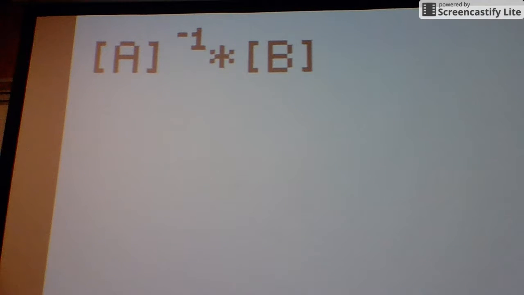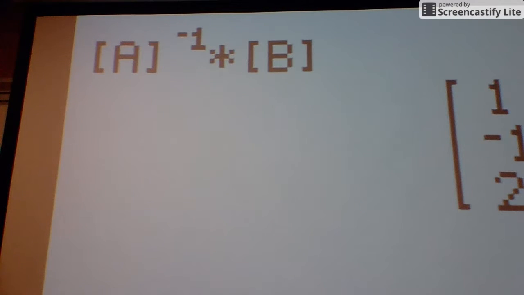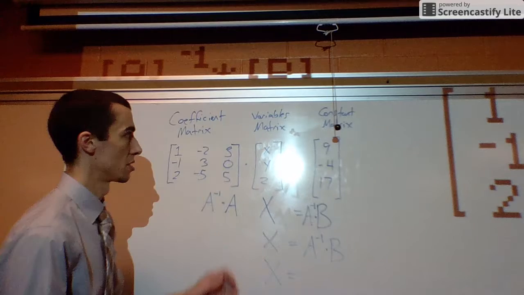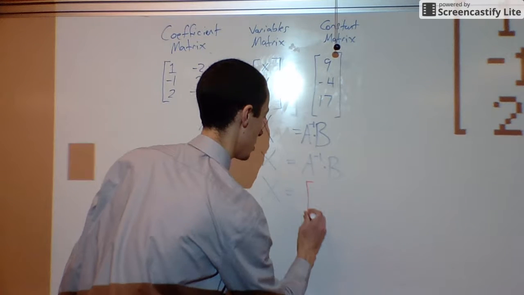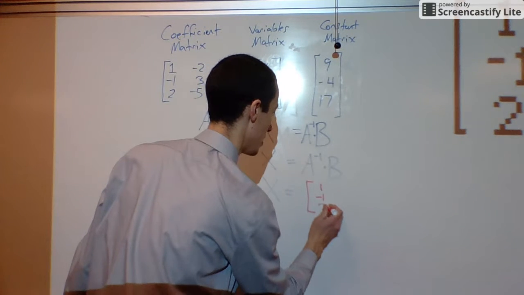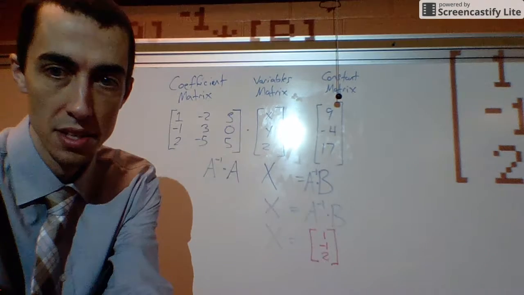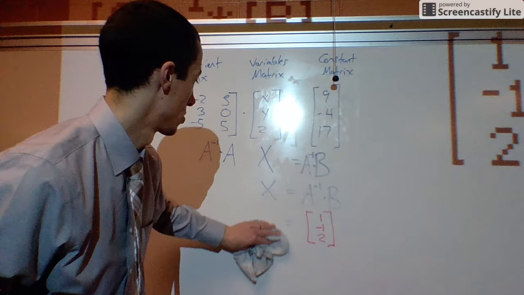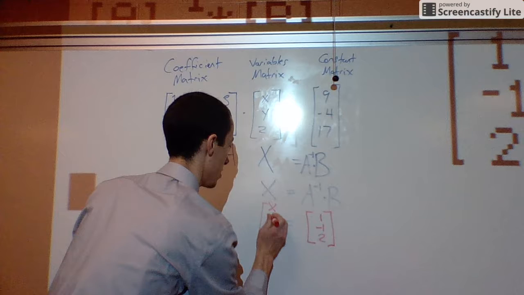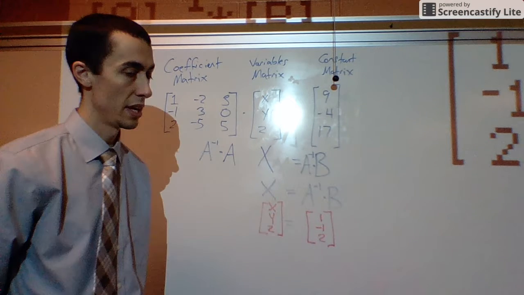So let's press enter. We see that A inverse times B is 1, -1, and 2. So A inverse times B is a matrix 1, -1, and 2. Now let's remember that our matrix X is taking the place of variables X, Y, and Z.